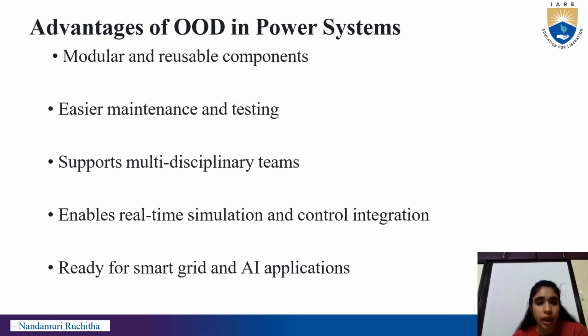What are the main advantages of OOD in power systems? So, the main advantages of OOD in power systems are modular and reusable components, easier maintenance and testing, supports multidisciplinary teams, enables real-time simulation and control integration, ready for smart grid and AI applications.